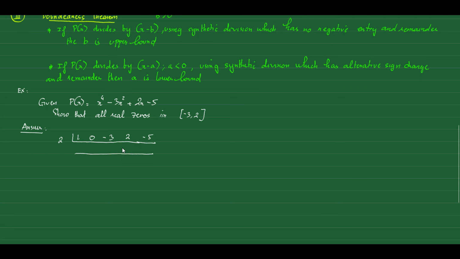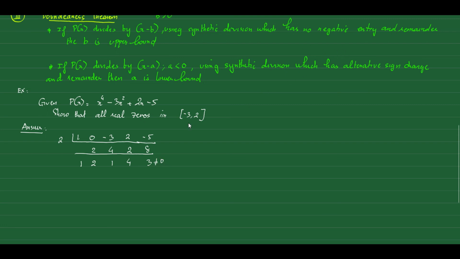You drop 1 down, which gives you 2, then 2, then 4, which gives you negative 1. Then positive 1, 2, 4, 8, 3. And you see that it's not changing sign, and the last number, the remainder, is different from 0. So it looks like it satisfies this statement.